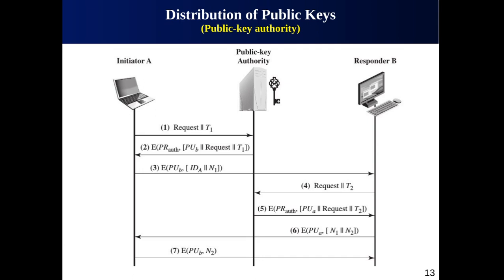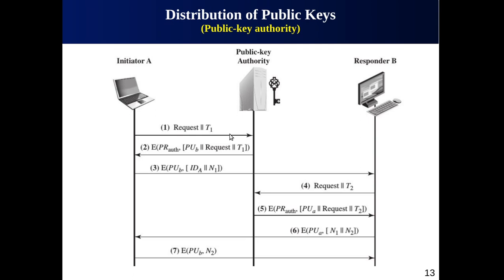Actually, the scenario assumes that a central authority like the public key authority will maintain a dynamic directory of public keys of all the participants. How it works, let us see. Suppose Alice wants to communicate with Bob. Alice is represented by A, Bob is represented by B, and the authority is represented by the public key authority, or you can say a public key distribution authority. Well, first A will send a request to the public authority.